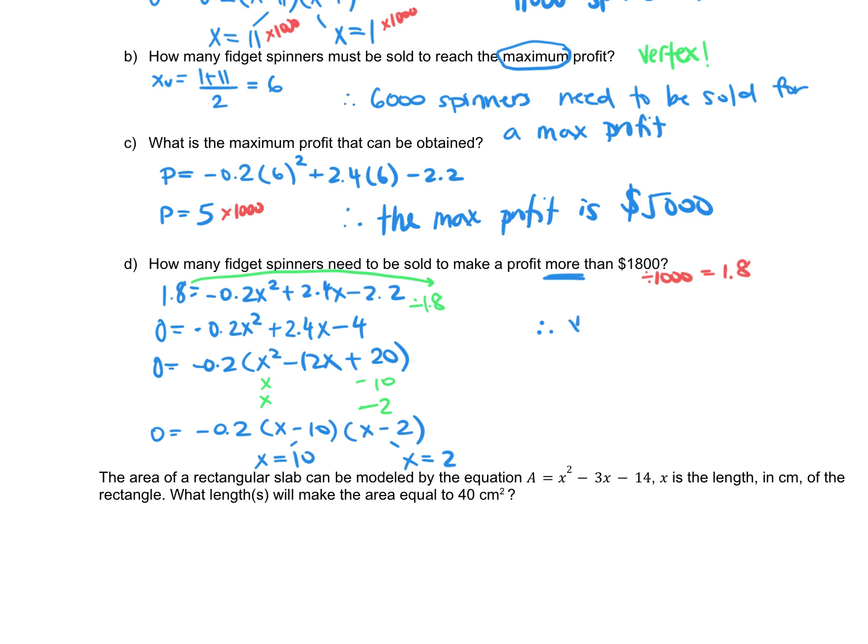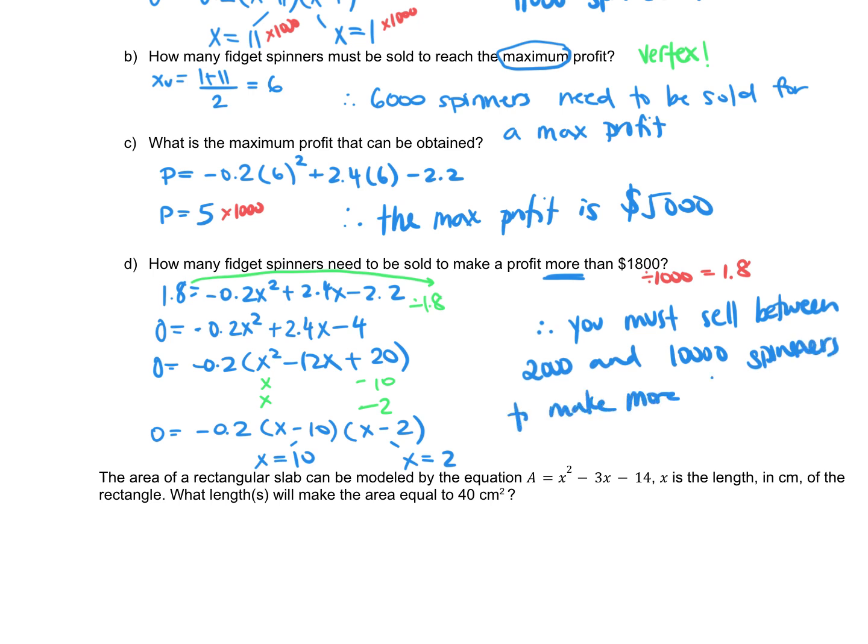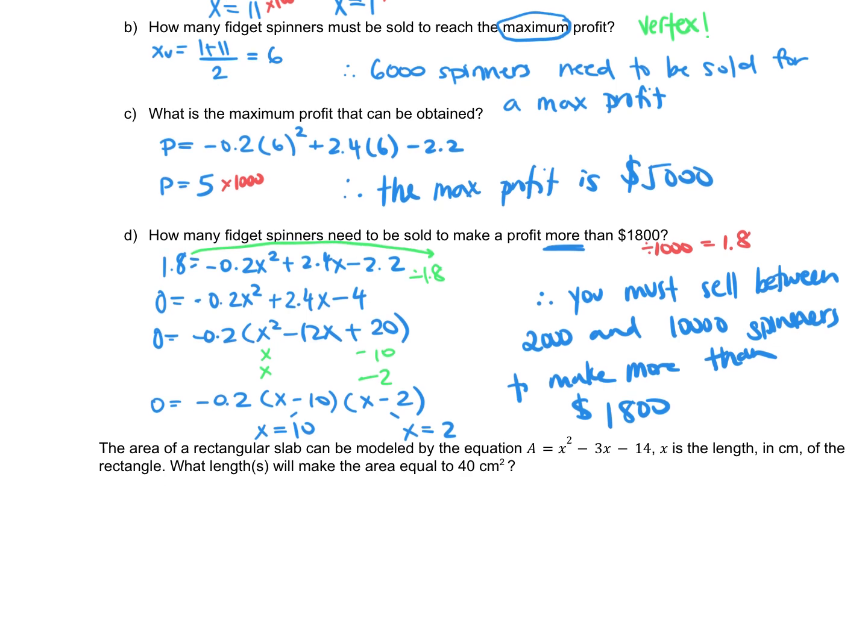So therefore, you must sell between 2,000 and 10,000 spinners to make more than $1,800. So that's a pretty full question here. We solved for the zeros, we solved for the vertex, and we solved for another set of points on the parabola. So let's try another example here.